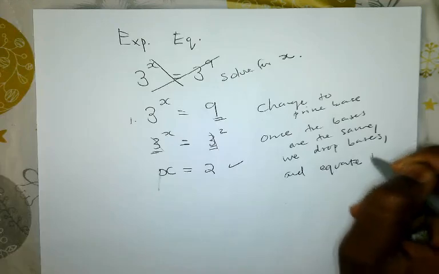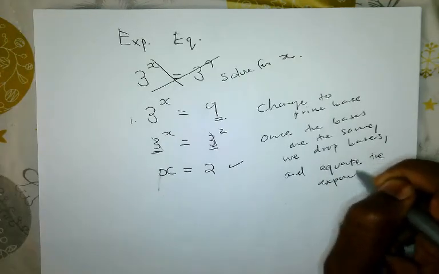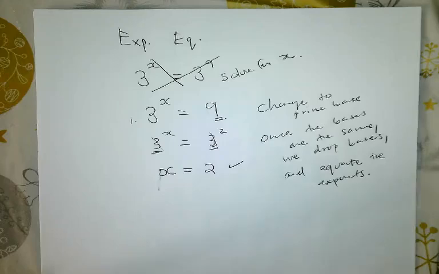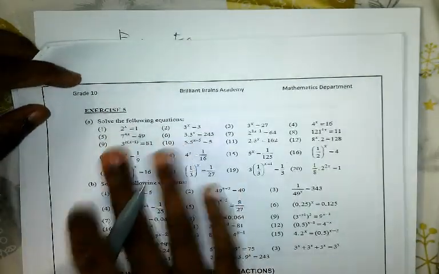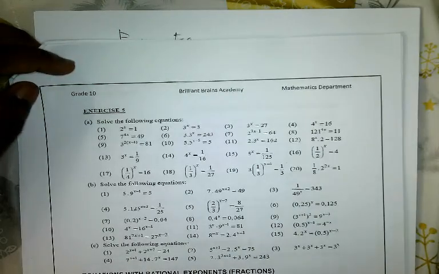Okay, so let's do questions straight away. Let's do a few questions. I'm going to choose from all of these questions, and then we solve. So solve the following questions. I'm going to choose maybe 2 from here, 2 from there, and 2 from there, and then we solve them. Okay, let's go on.